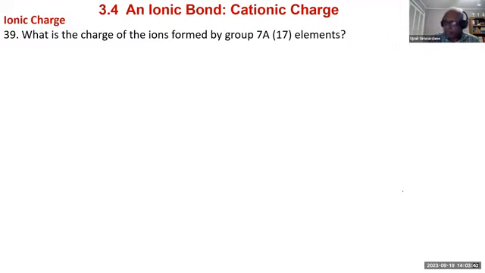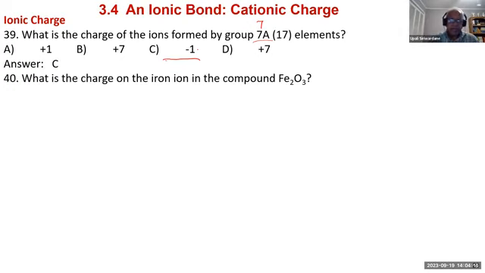What is the charge of the ion formed from group 7A? It gains 1 electron. The number of valence electrons is 7. Therefore, it's a non-metal and gains 1 electron. This is the correct answer: gain of 1 electron. Answer C.